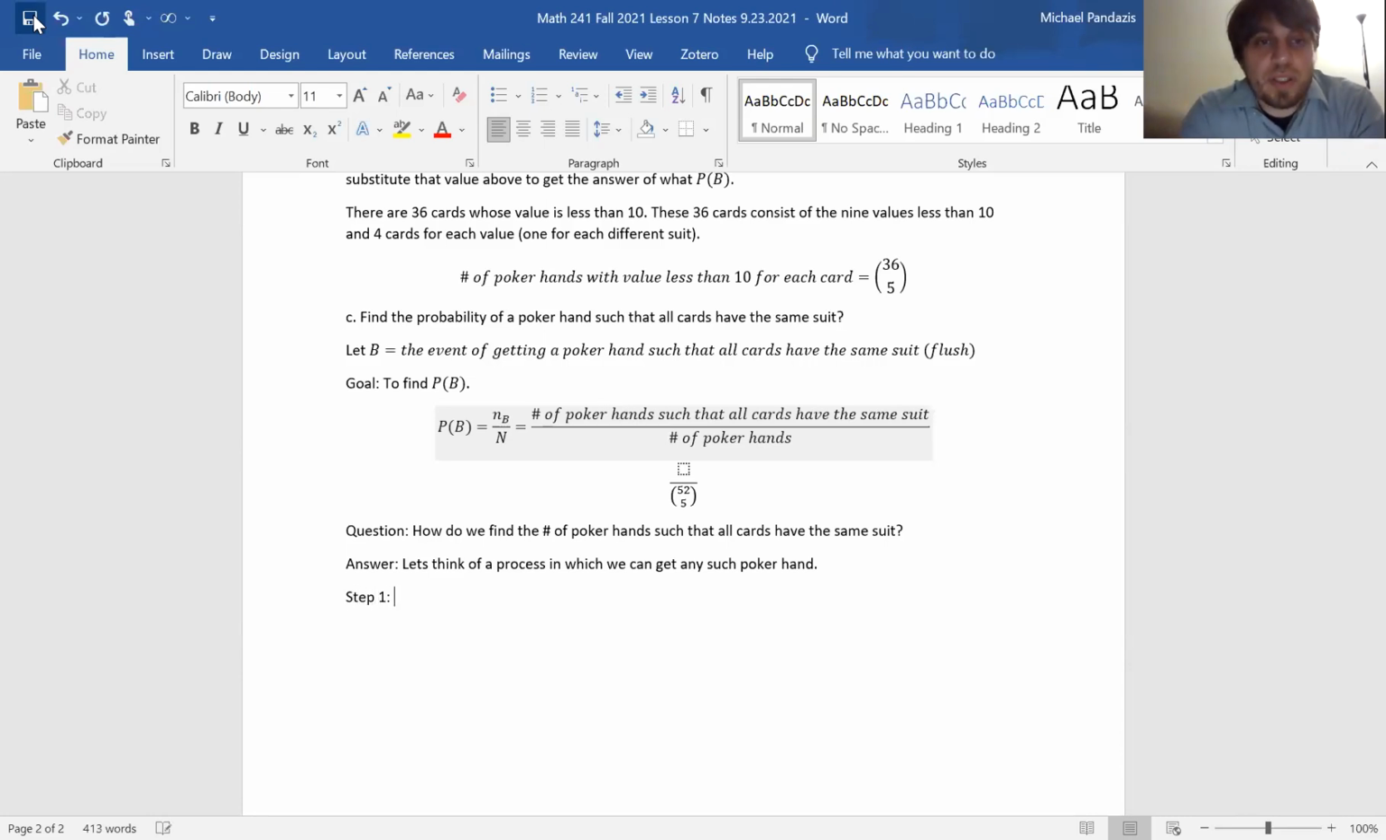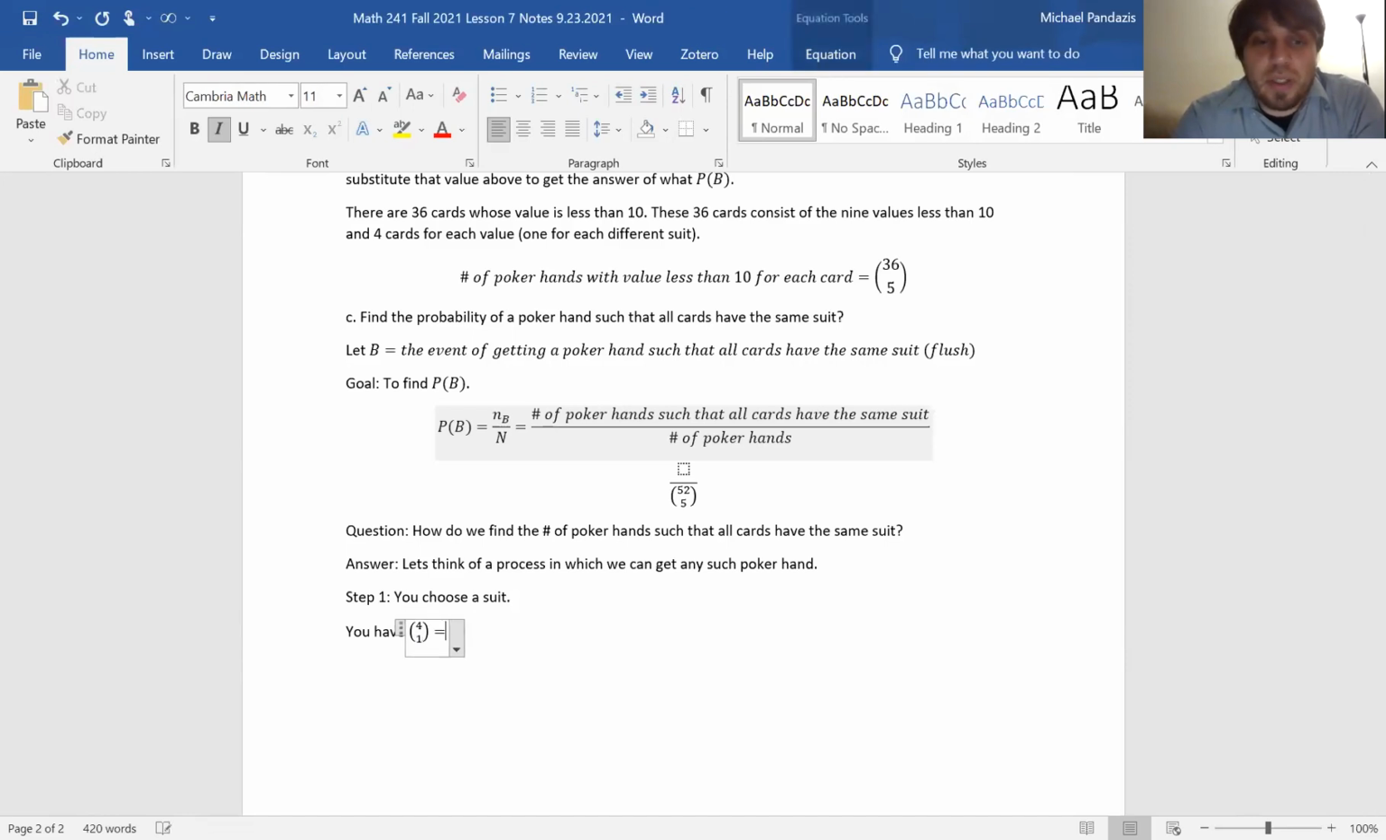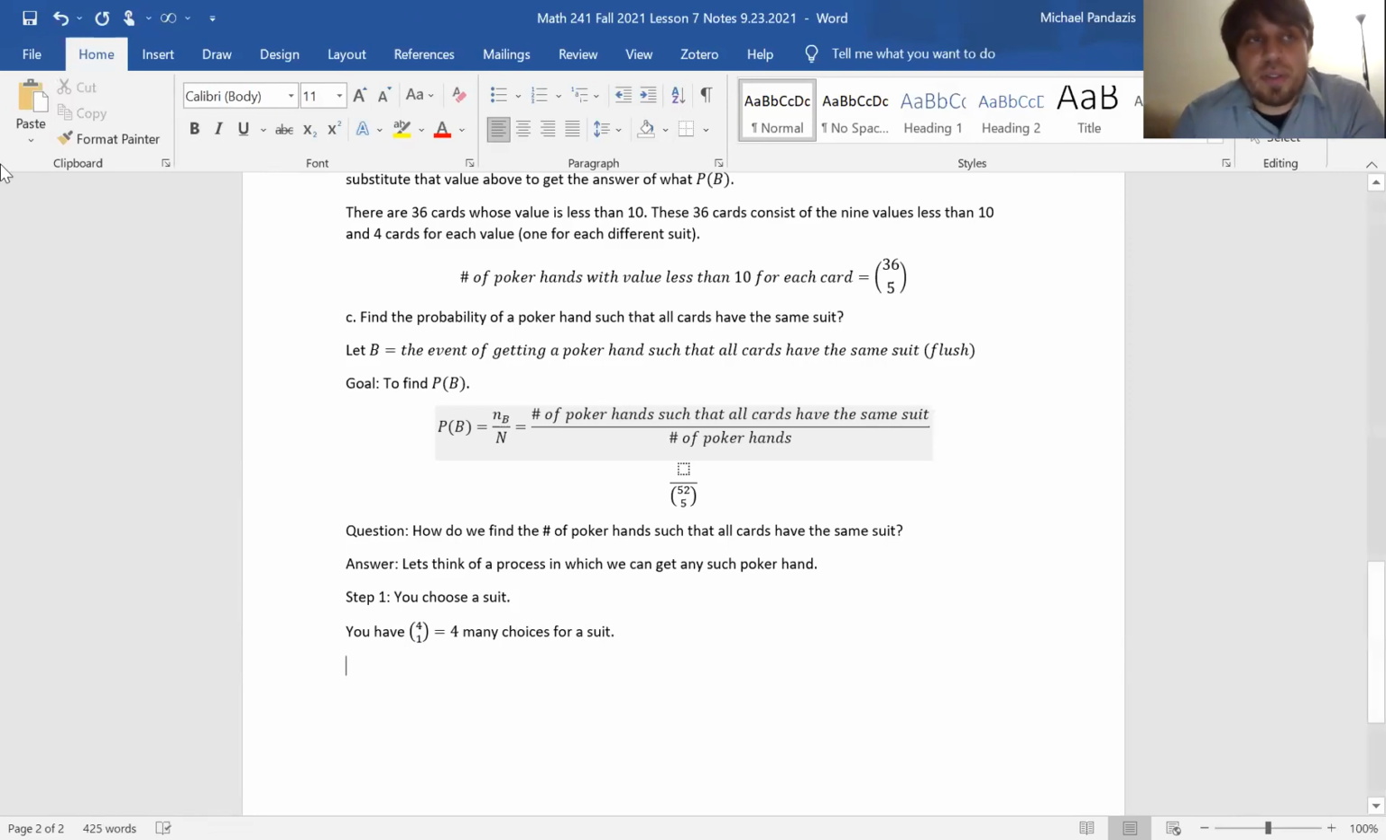So step 1 is you choose a suit. Your flush, your poker hand where all the cards have the same suit, is going to be a particular suit that's repeated in the whole hand. So step 1 is you choose a suit. You have 4C1, which is equal to 4, that many choices for a suit.